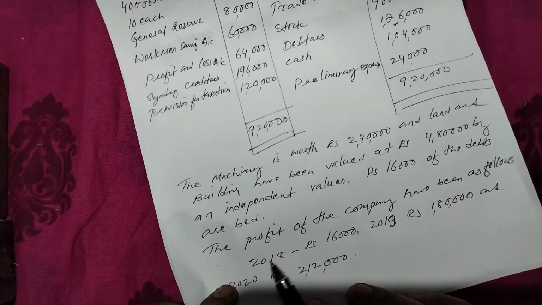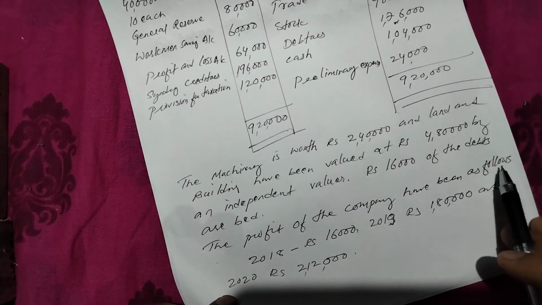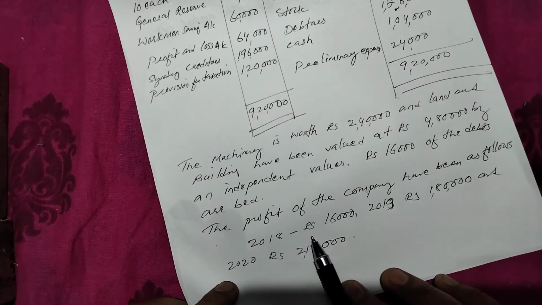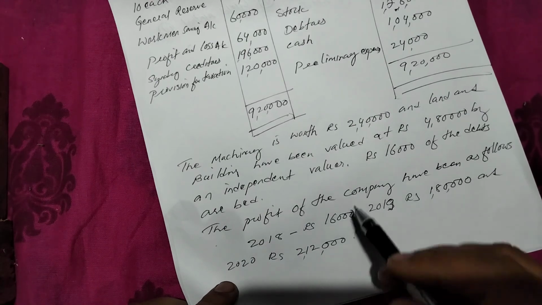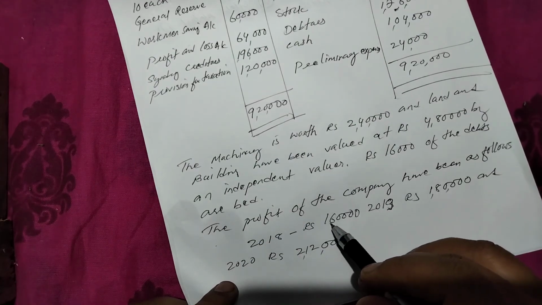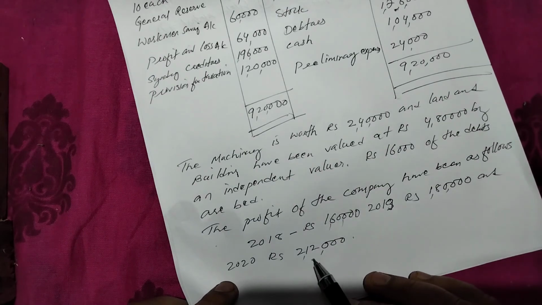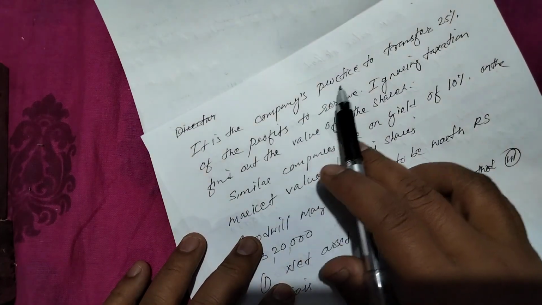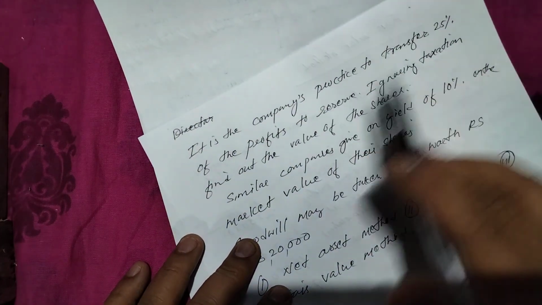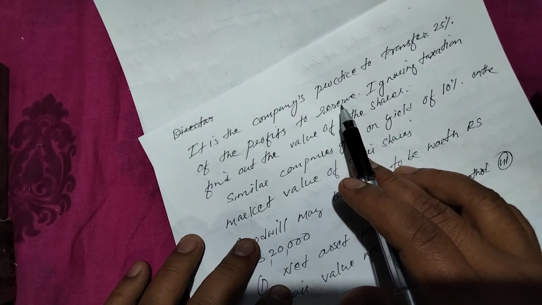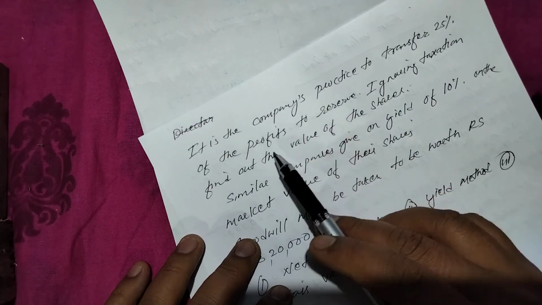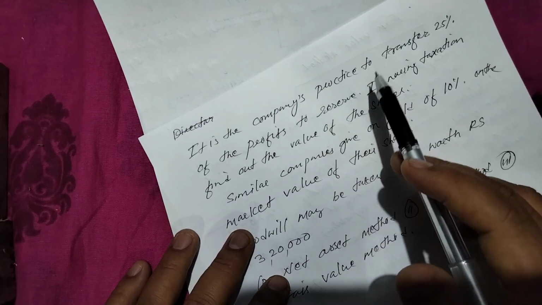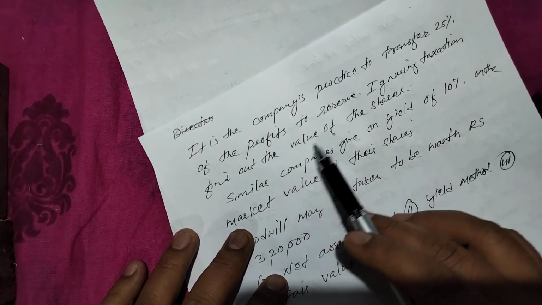Then the profits of the company have been as follows: 2018 is 1,60,000, 2019 is 1,80,000, and 2020 is 2,12,000. Further, it is the company's practice to transfer 25% of the profit to reserve. So whatever profit the company earns, 25% of the profit is transferred to its reserve. Ignoring taxation, find the value of shares.